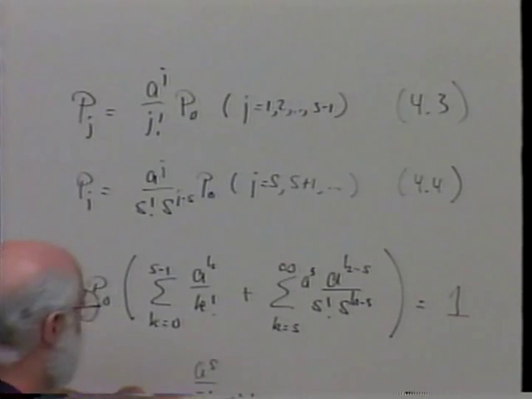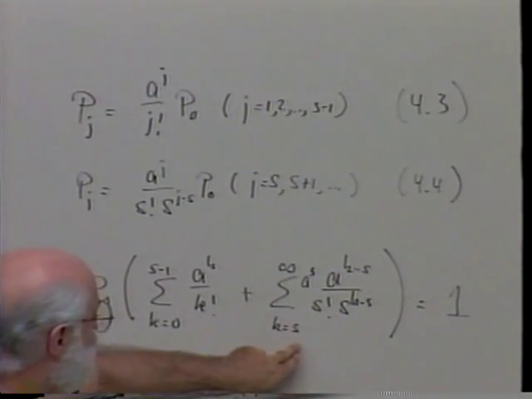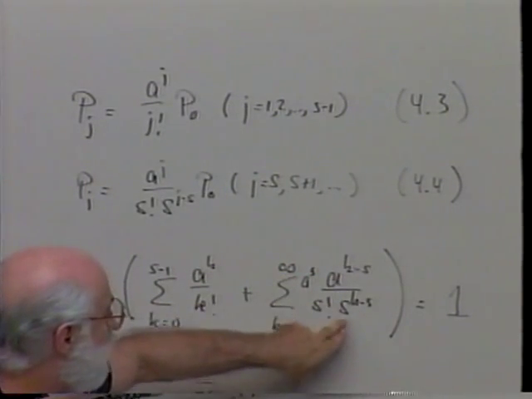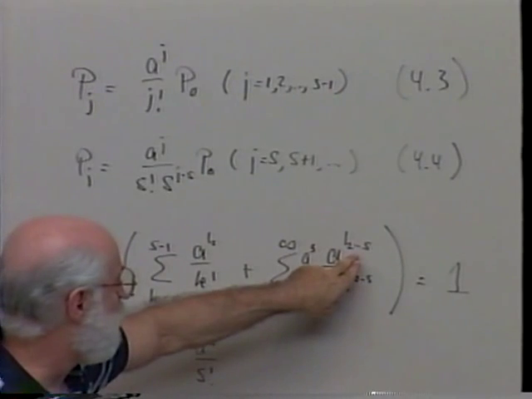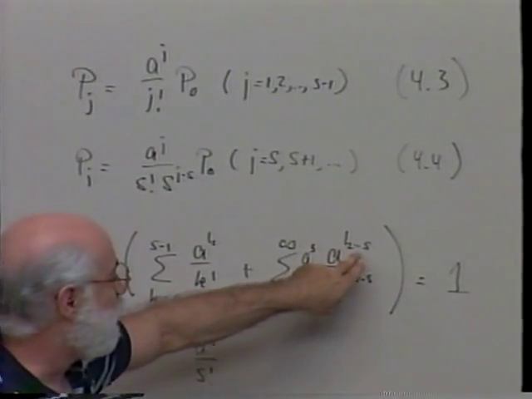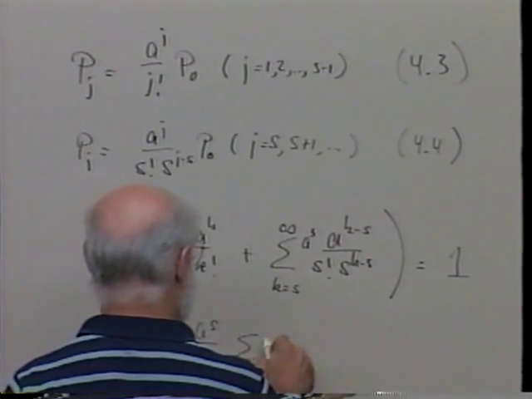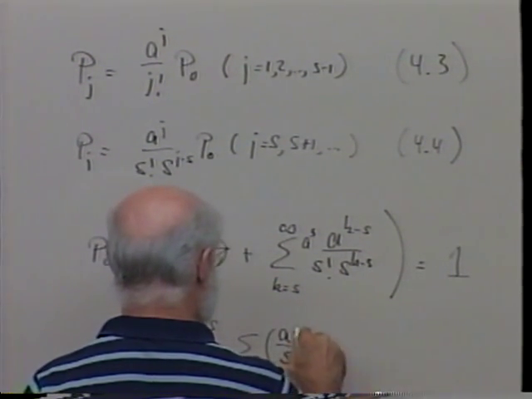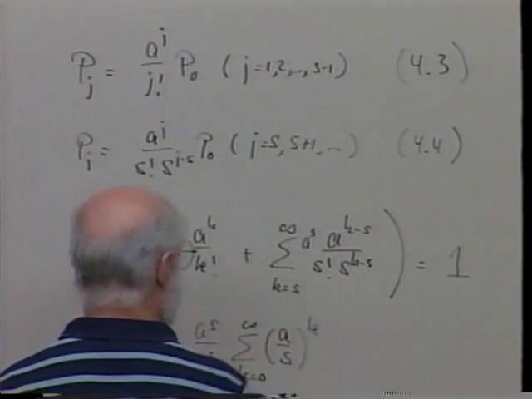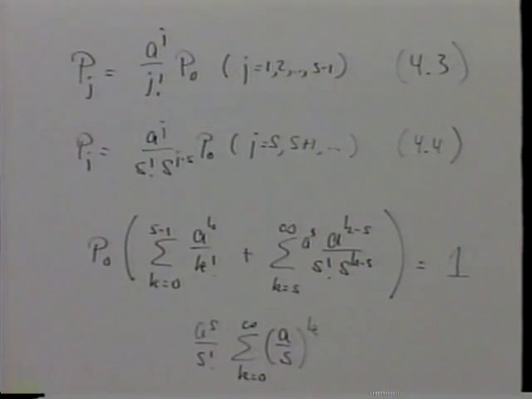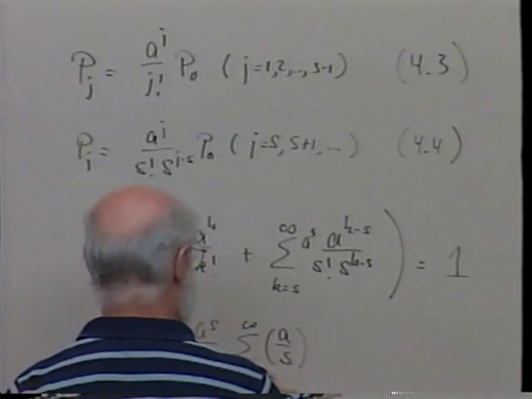So when I factor out the A to the s over s factorial, that's those terms right there, then when k runs from s to infinity, I have A to the 0 over s to the 0, plus A to the 1 over s to the 1, and so forth. And in fact, what that's going to be is the summation of A over s to the k as k runs from 0 to infinity. Maybe I should use a different symbol, like i, so I don't get confused with that k. Let me write it like that.